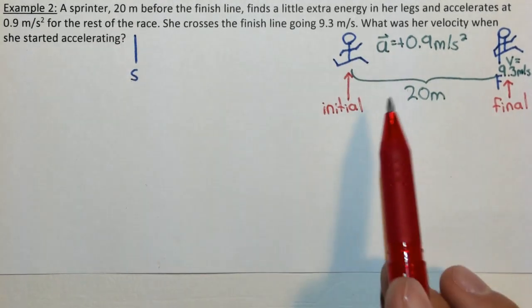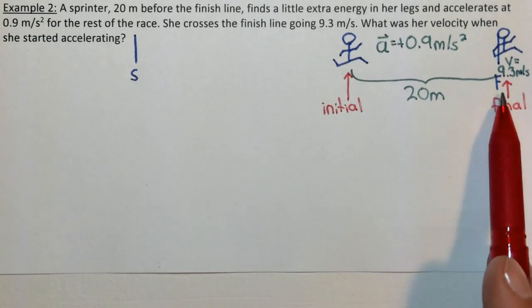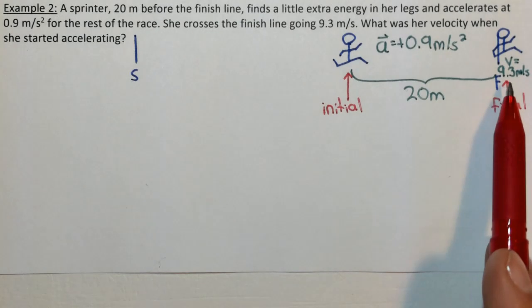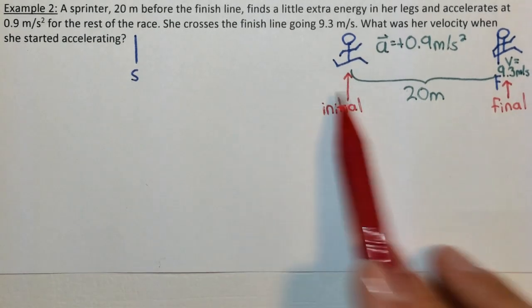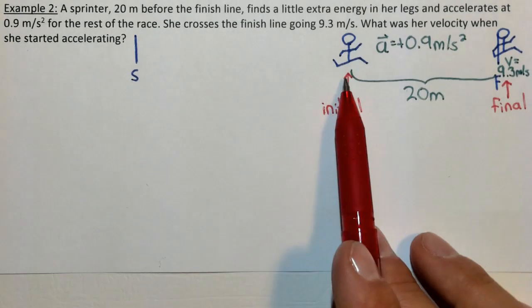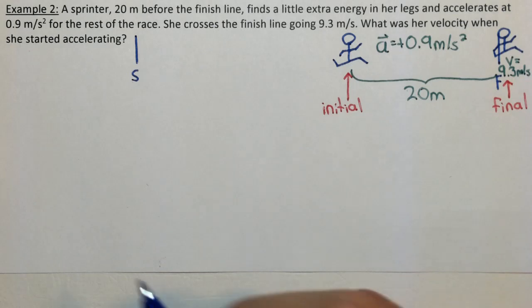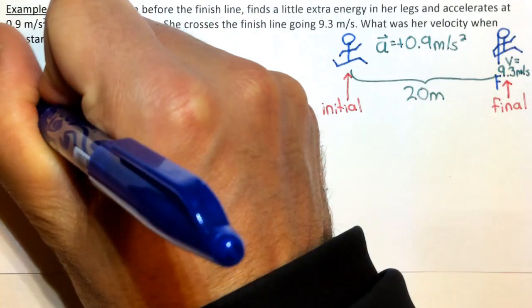You've got to be clear with yourself. Where's initial? Where's final? And then you know that delta t is going to be from initial to final. D, the displacement, is from initial to final. And this is where your VI is, and this is where your VF is. So now that we've been clear about that, let's go about solving this.